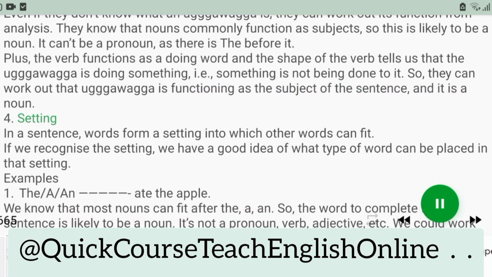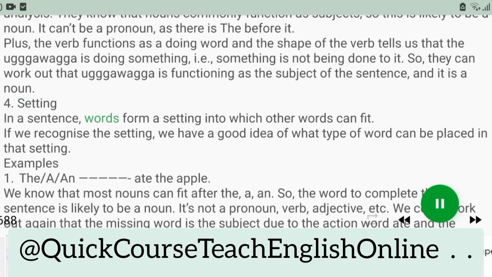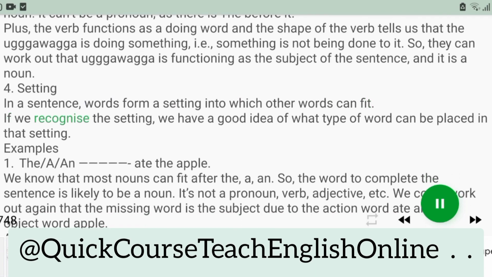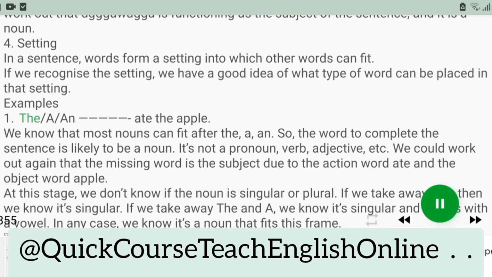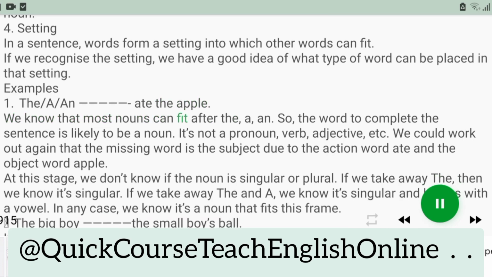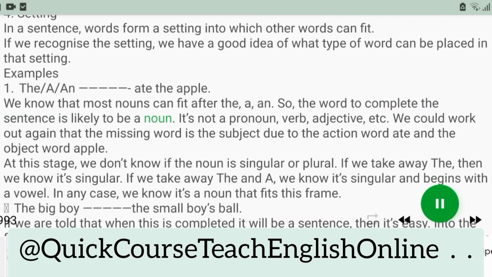4. Setting. In a sentence, words form a setting into which other words can fit. If we recognize the setting, we have a good idea of what type of word can be placed in that setting. Examples. 1. The a-n ate the apple. We know that most nouns can fit after the a-n. So, the word to complete the sentence is likely to be a noun. It's not a pronoun, verb, adjective, etc.